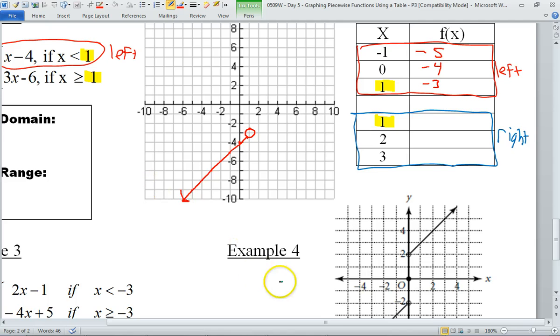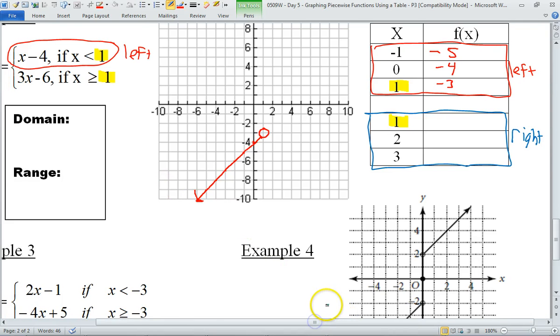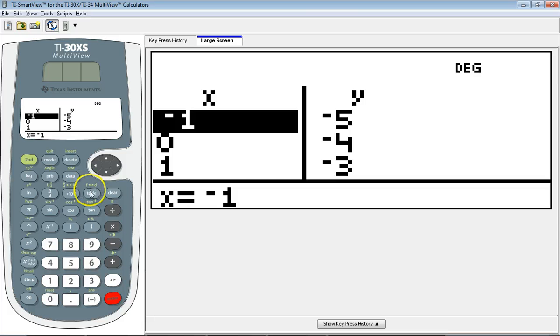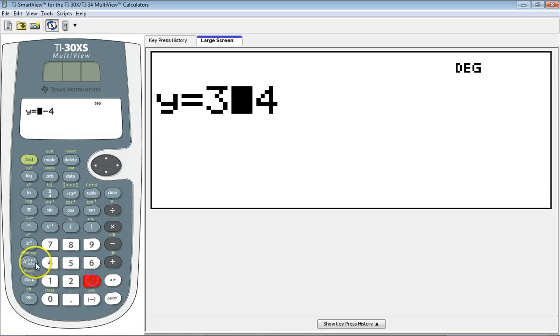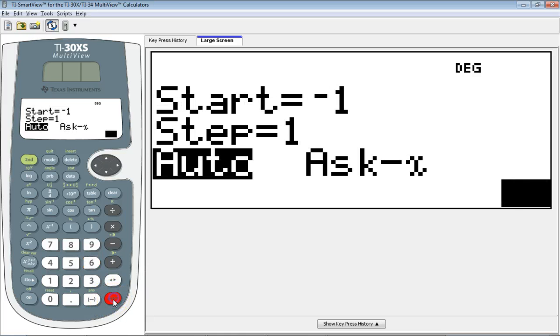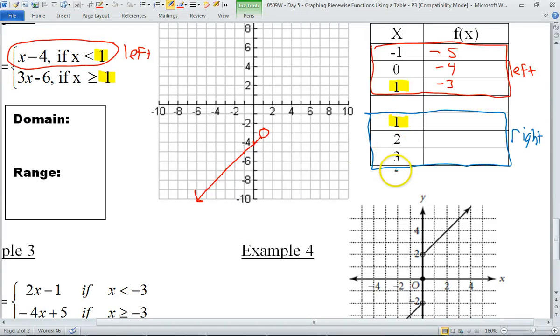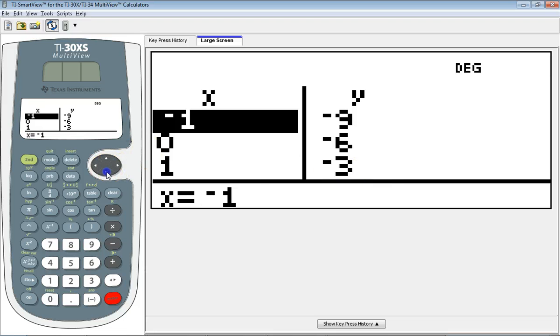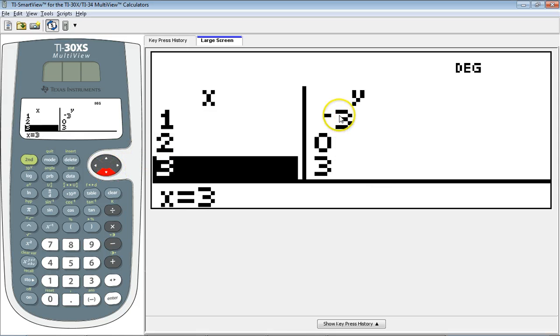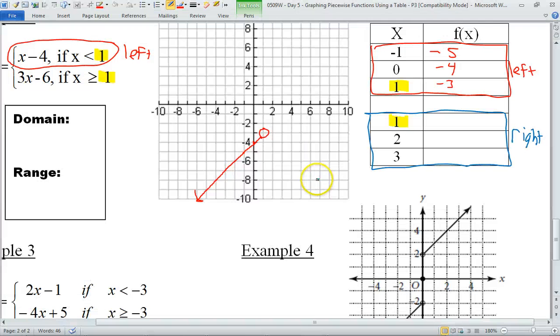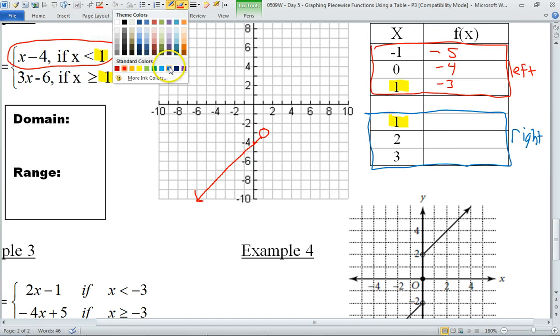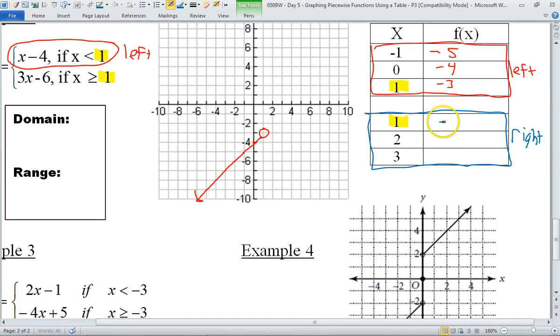This equation is 3x minus 6. So I'll just change my calculator to say 3x minus 6. I want the values to be 1, 2, 3. So I will scroll until it says 1, 2, 3. Negative 3, 0, and 3, correct. They're on the same point. They're cut off. Then they will wind up overfilling it. So negative 3, 0, and 3.